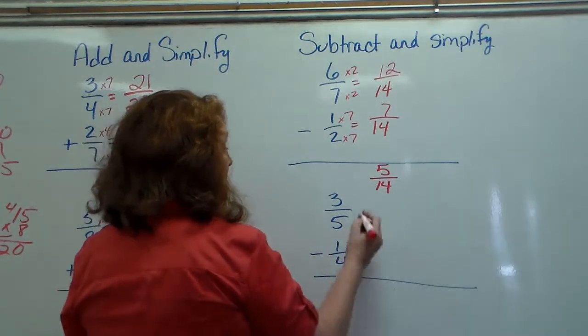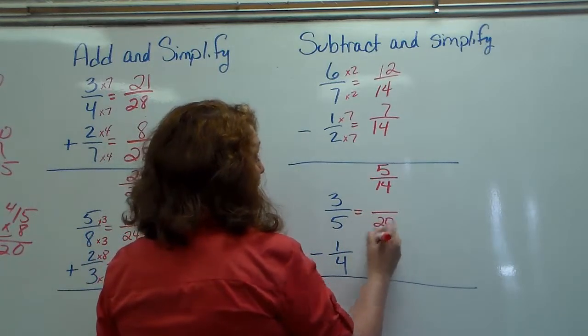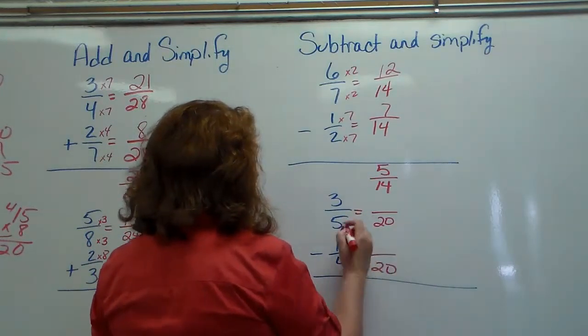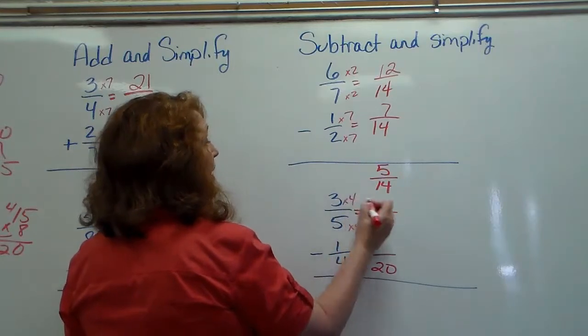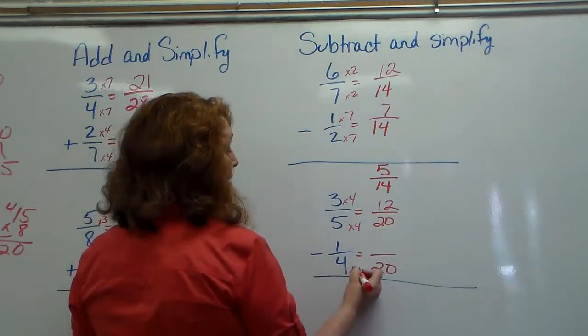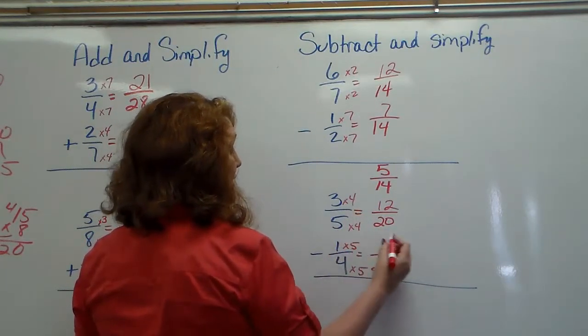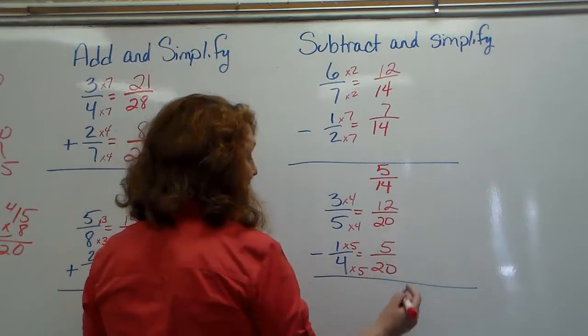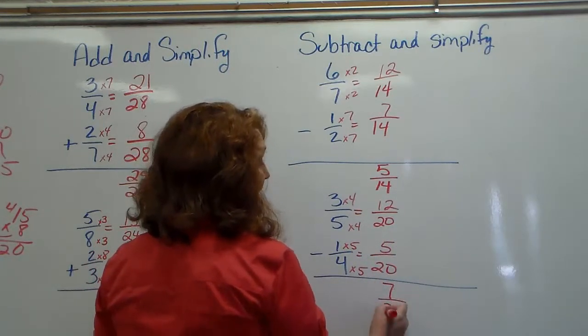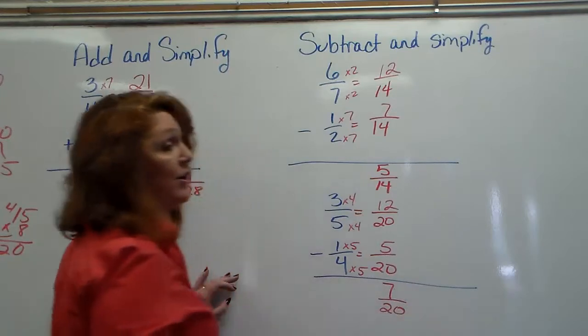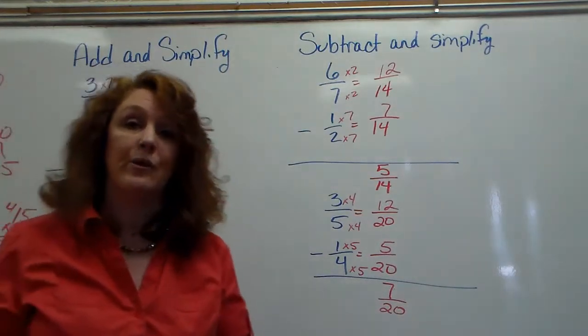Then we're on to fifths and fourths. Our common denominator is 20. 5 times 4 is 20. 3 times 4 is 12. Times 5 is 20. 1 times 5 is 5. 12 minus 5 is 7. That's funny. 7 20ths, and there are no common factors, so again, it is already simplified.